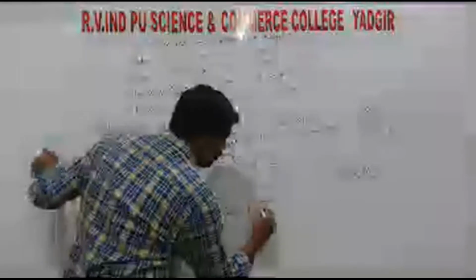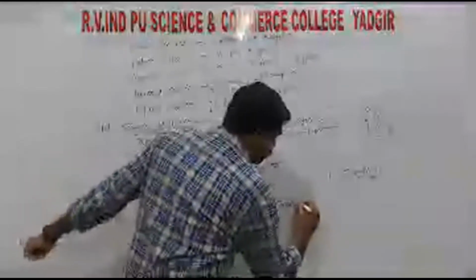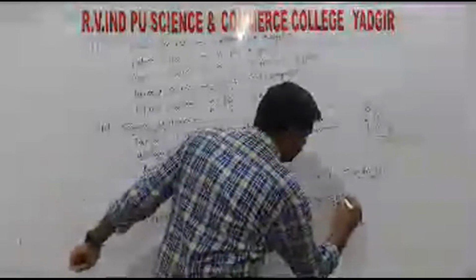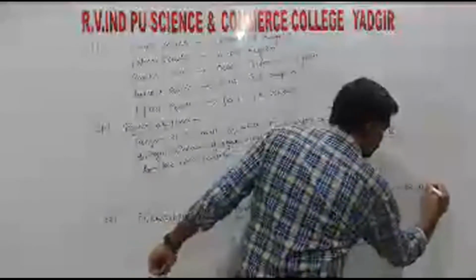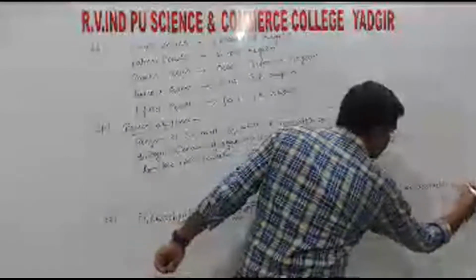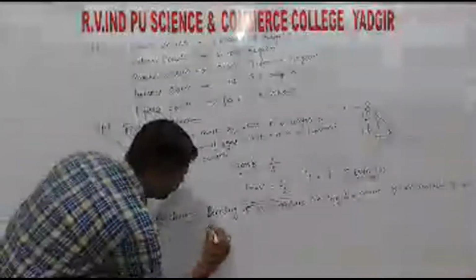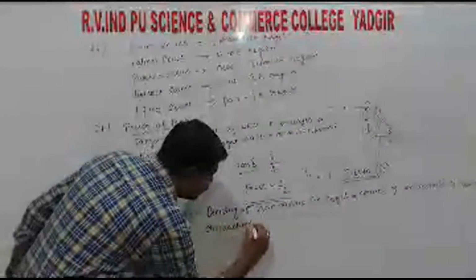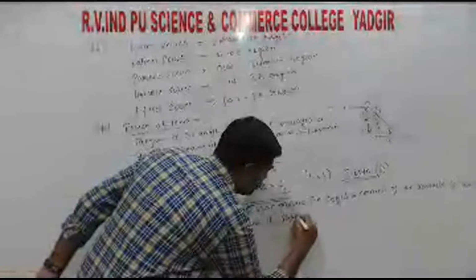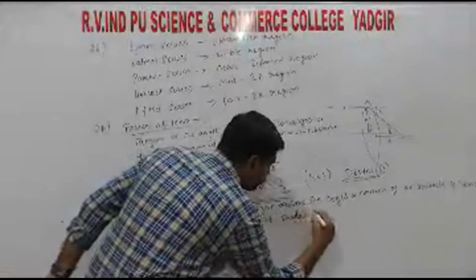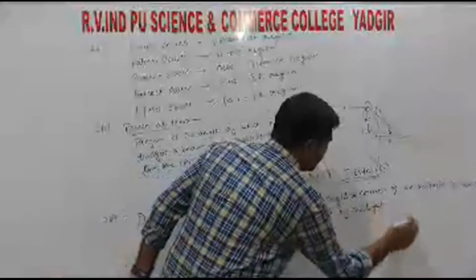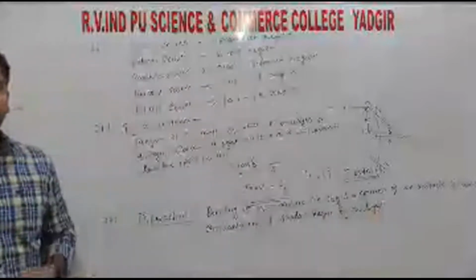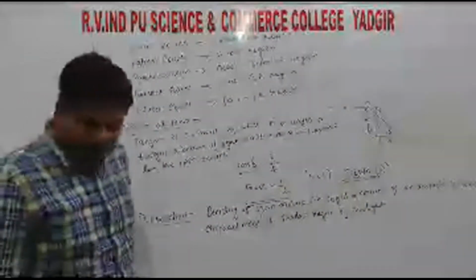Bending of light around the edges or corners of an obstacle, and hence the encroachment into the shadow region by the light. This is the definition of diffraction, right?